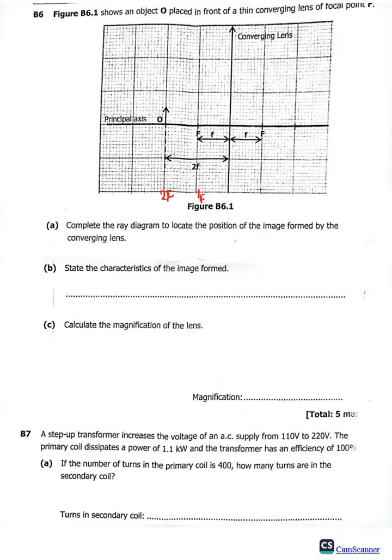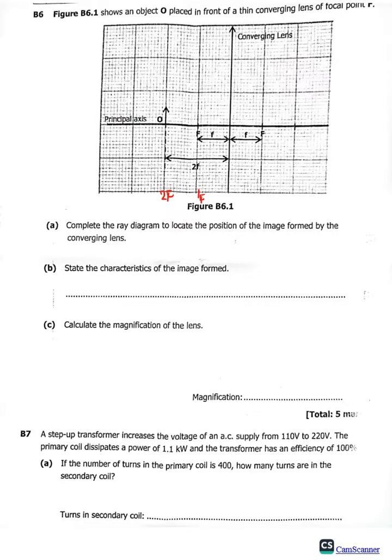Even if you have not yet drawn the diagram, what you have to know is, if you place an object at 2F, the image will also be produced at 2F on the other side. The distance of the image will be equal to the distance of the object. The height of the image will also be equal to the height of the object.